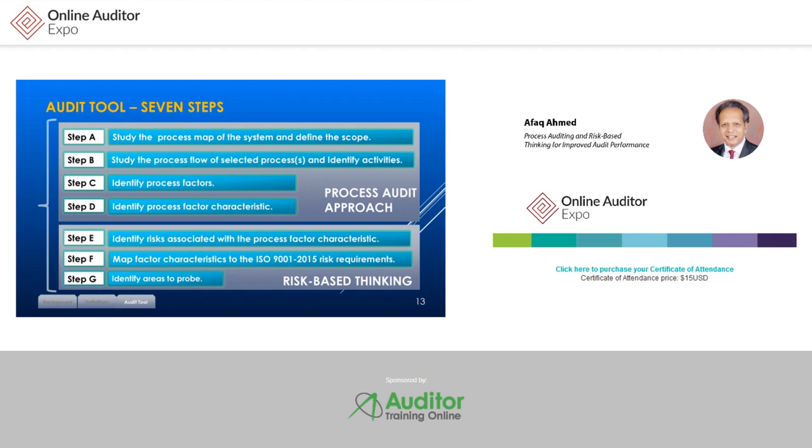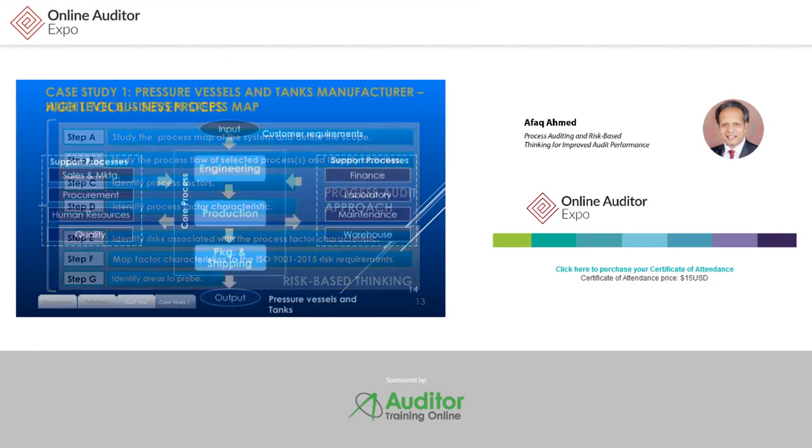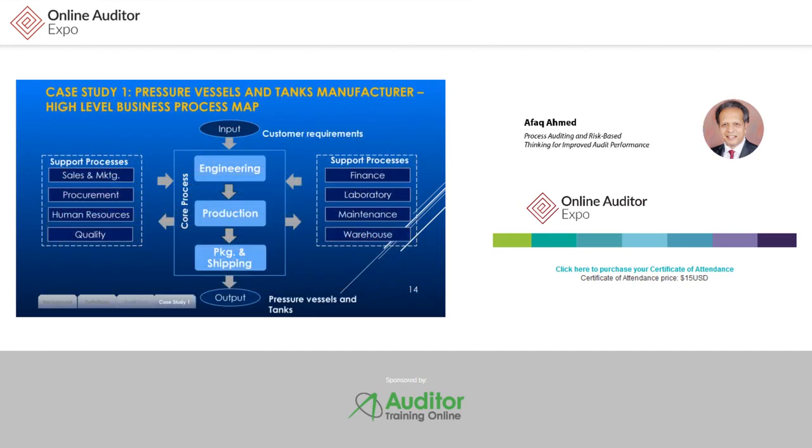Let me explain the application of this tool using a case study of an engineered equipment steel fabrication shop. If you recall, step A was to study the process map of the system. So here is the high-level process map of a pressure vessels and tank manufacturer. It consists of core processes, that is engineering, production, packaging, and shipping. It also consists of supporting processes, for example, sales and marketing, procurement, human resources, quality, etc.